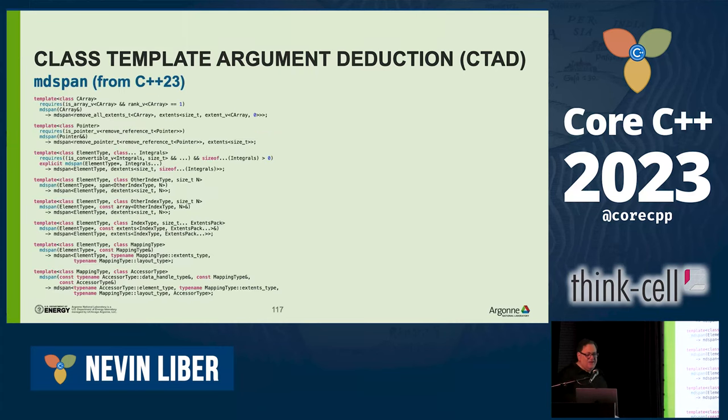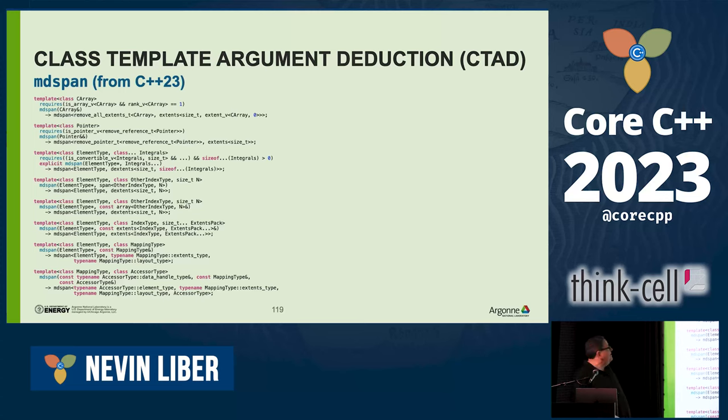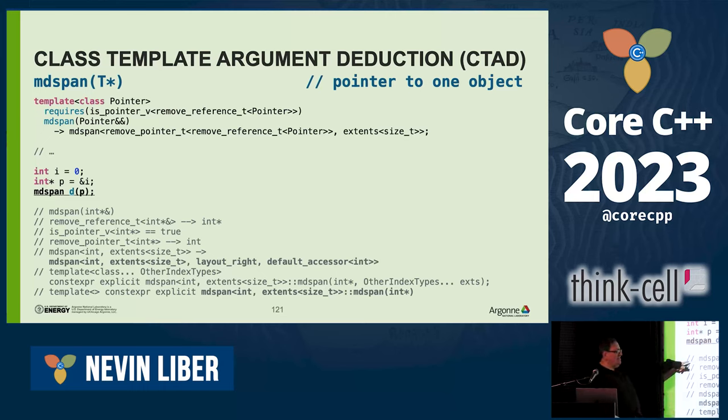So here are the explicit deduction guides we have for MDSPAN. If you write this, it's going to go through here and say, this is the one I think matches. If you look at it, it's the MDSPAN of an lvalue reference to a pointer. So remove the reference. Is it a pointer? Yes, it is. Remove the pointer, so int. We pass that into MDSPAN, so we map to MDSPAN of int and extents of size_t, because this is a zero-dimensional one. Then there are some default parameters. Let's throw those on. I'm playing compiler. And finally, that's the constructor that gets called. They're really cool.